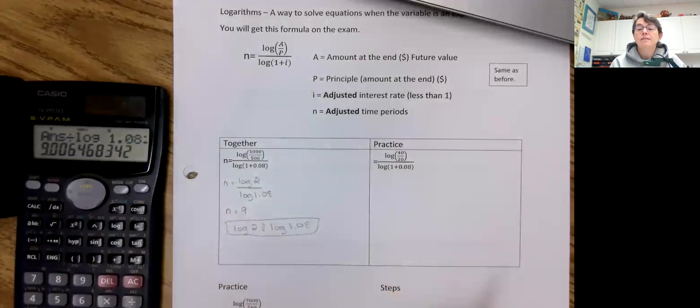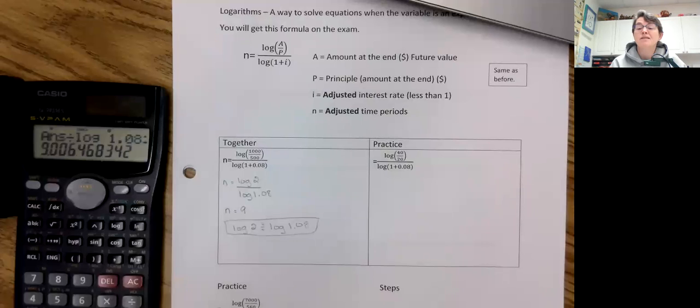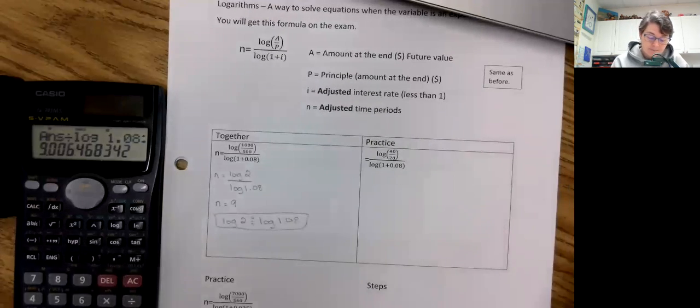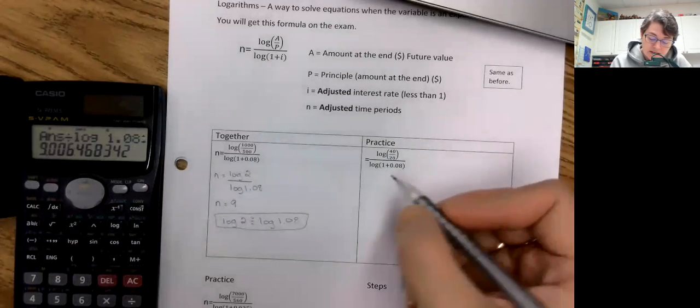So if it's not cooperating and your answers are not the same as mine, try that first. That's probably what's going on. If you have the dollar store special calculators, you might have to put the number in and then hit log and then hit equals. So just keep playing around with it until you get it to work.